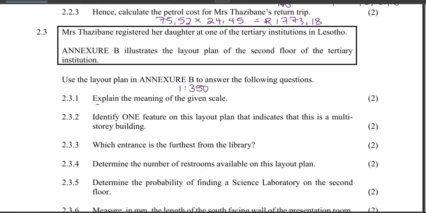What is the meaning? You will say 1 unit on paper equals 350 units in real life. Identify one feature on this layout plan that indicates that this is a multi-story building.